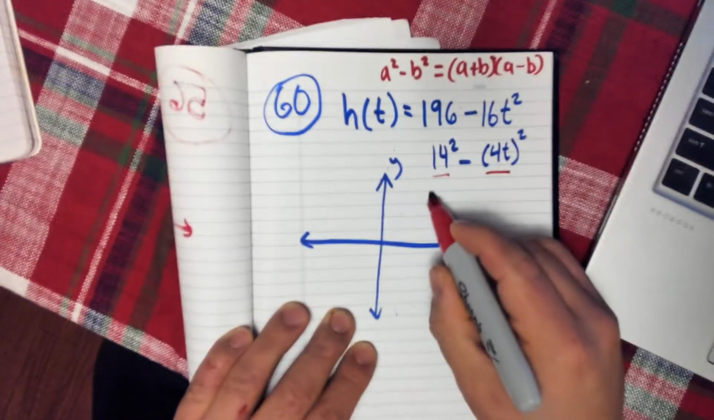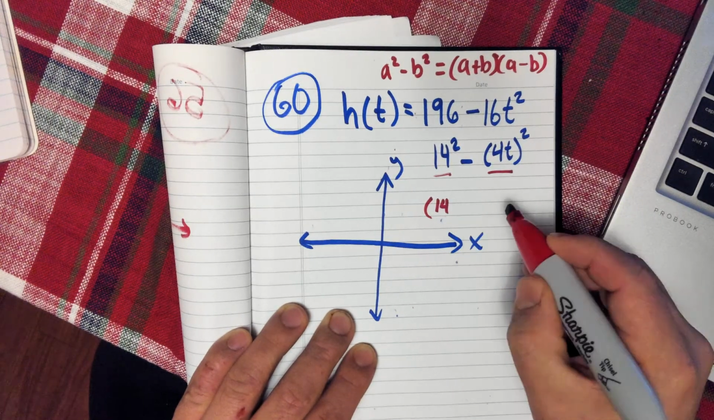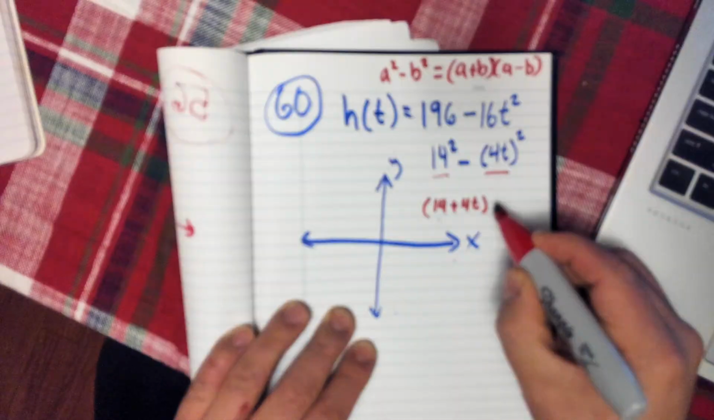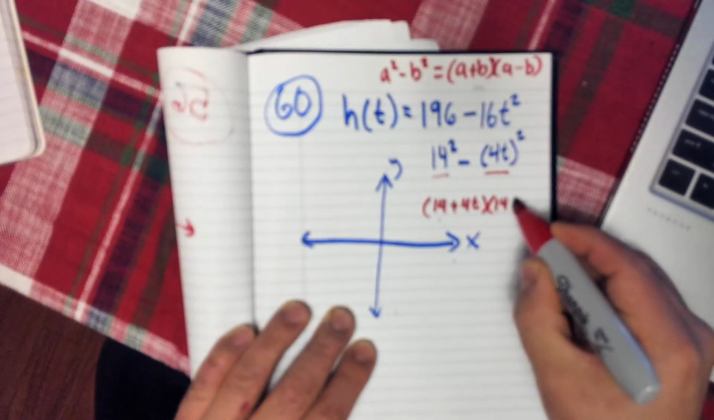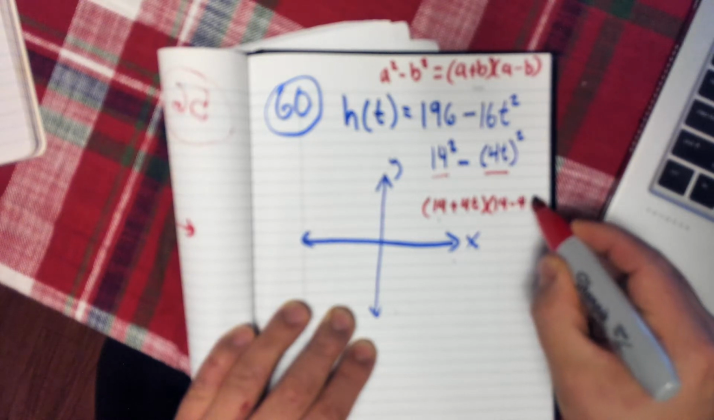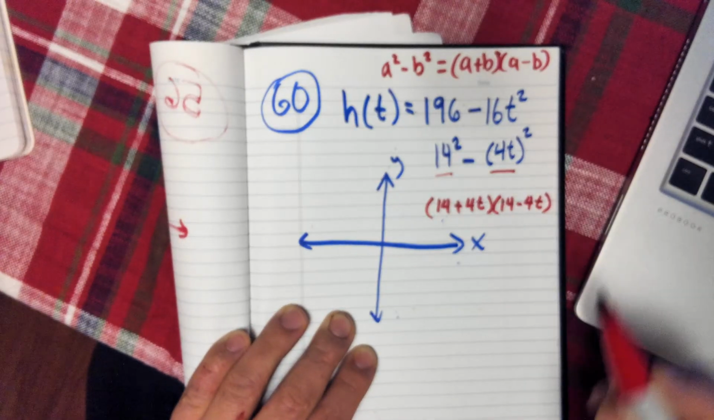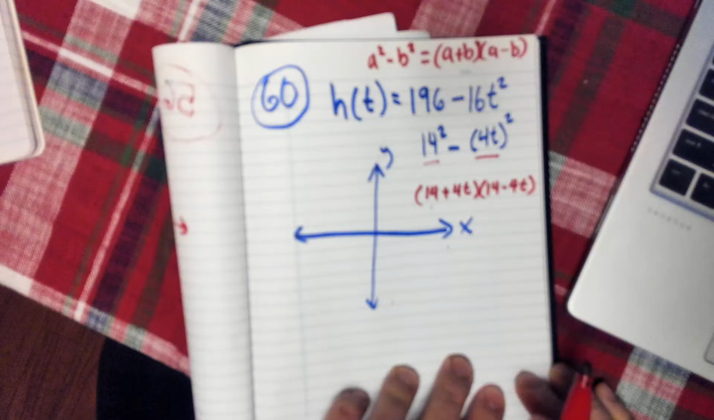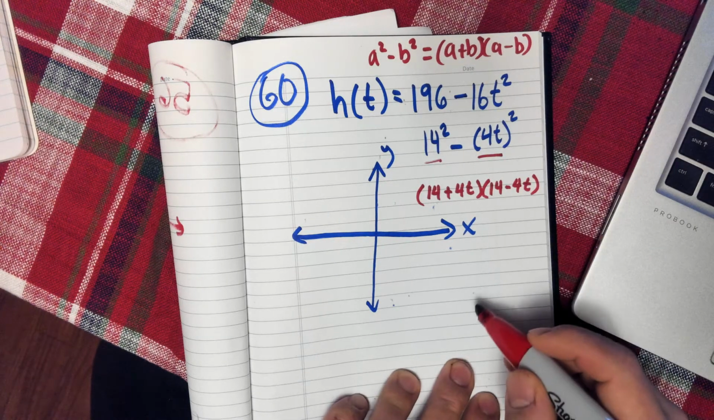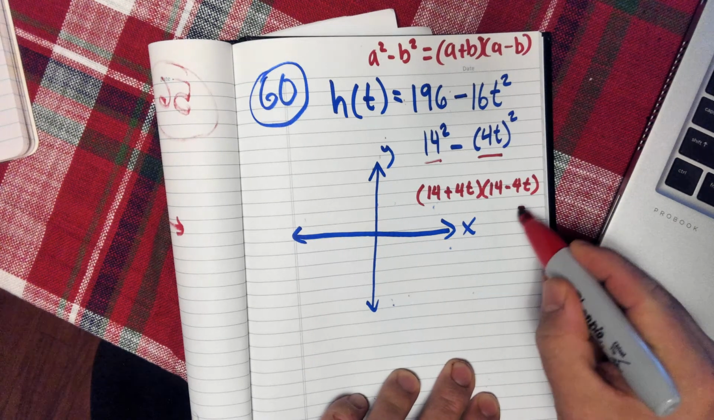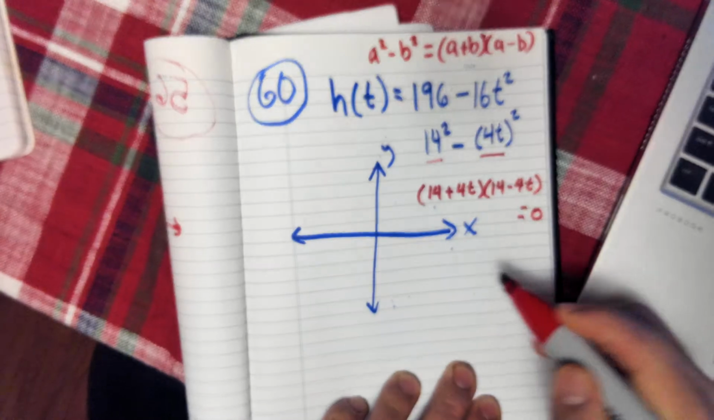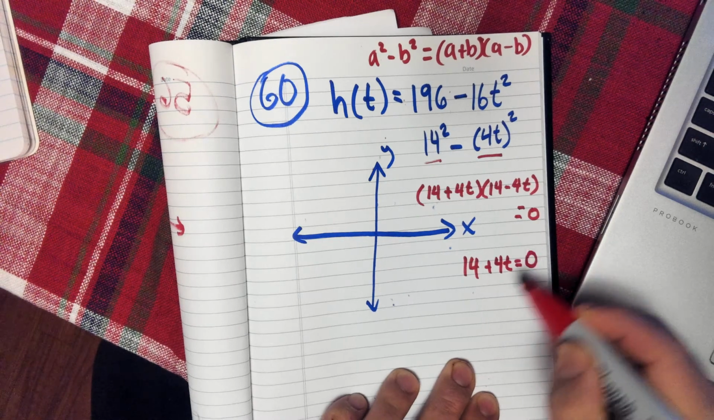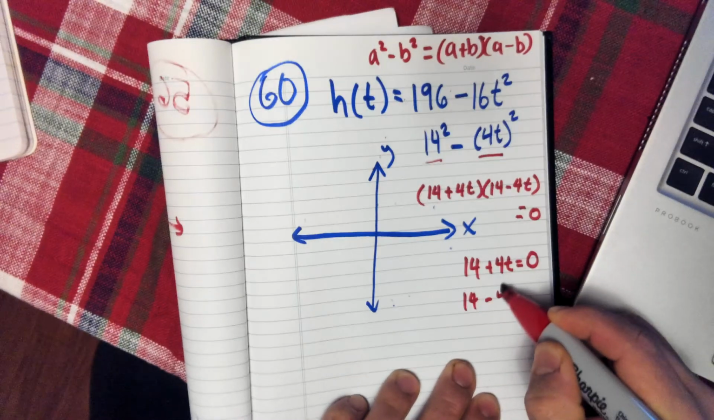I can rewrite this as 14 plus 4t and 14 minus 4t. And they want us to find the zeros of this function, so we would just set this equal to 0. If we set this equal to 0, we just have those individual parts equal to 0: 14 plus 4t equals 0, and 14 minus 4t equals 0.